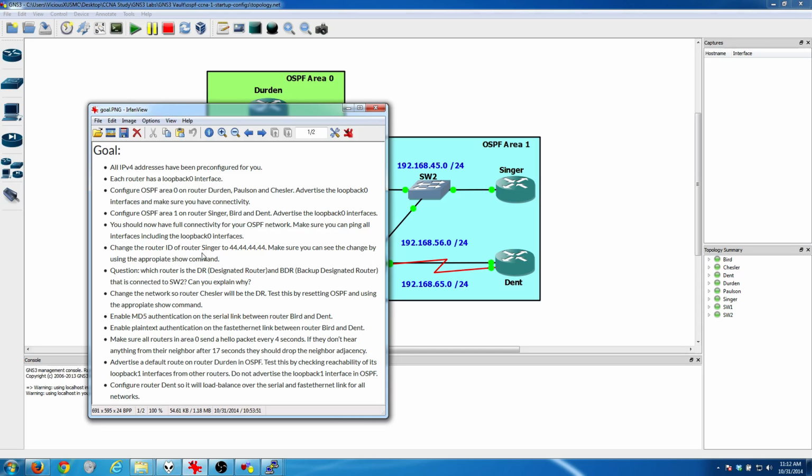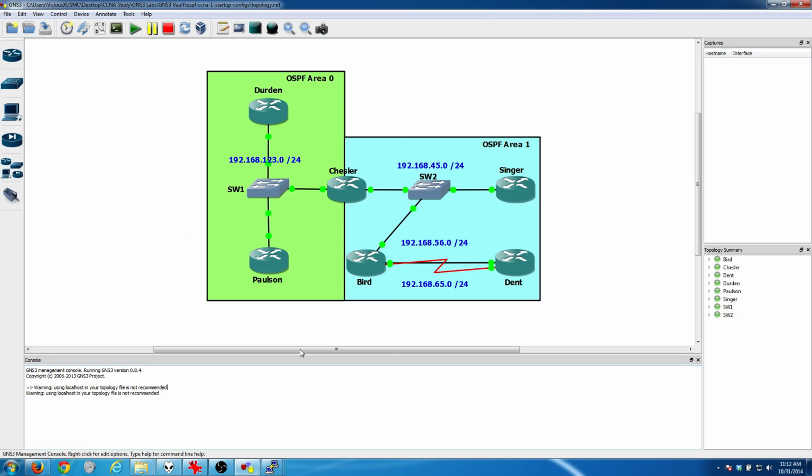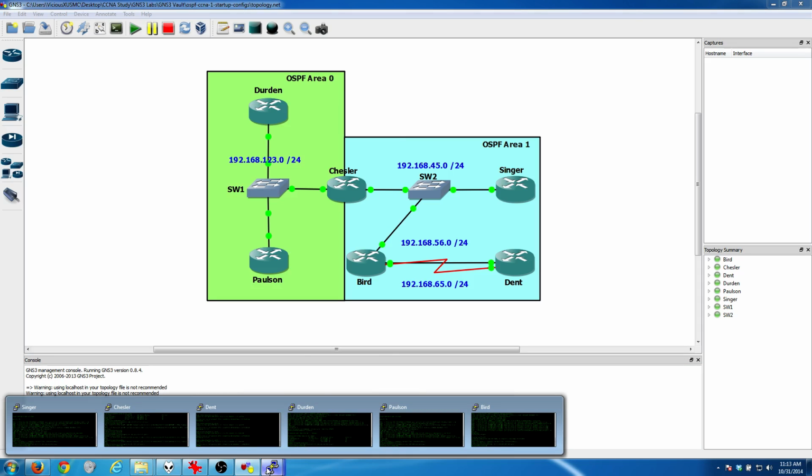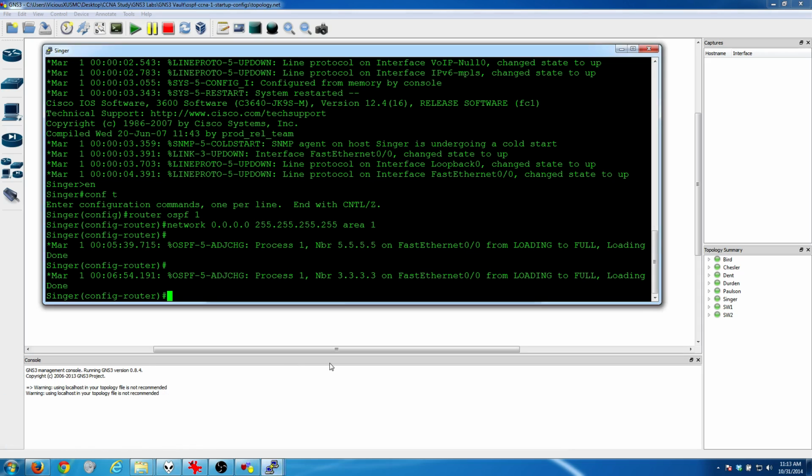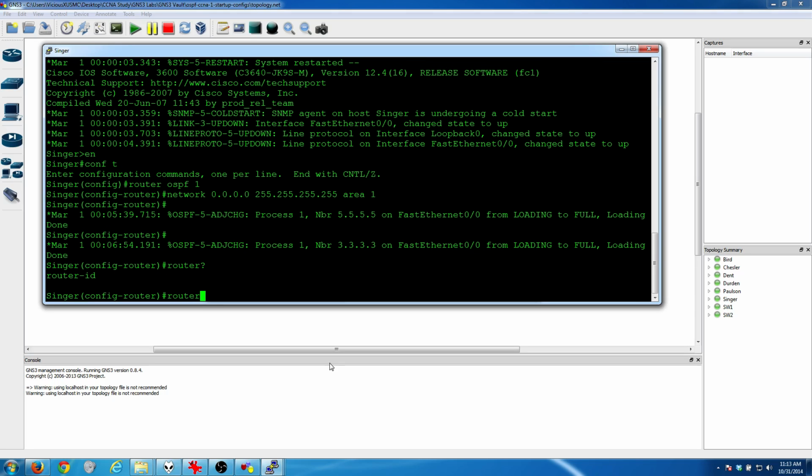It wants us to change the router ID of Singer to 444444, and make sure you can see the change by looking at the proper show command. So let's go to Singer. We're already in the router config mode, so that's nice. We can just go to router-id. I'm using the question mark sometimes, and other times the tab key. Those help me fill out the commands more easily. And we're going 4444, 44.